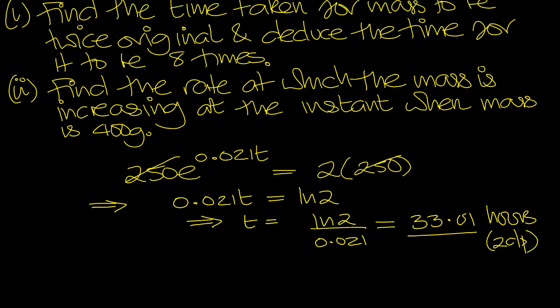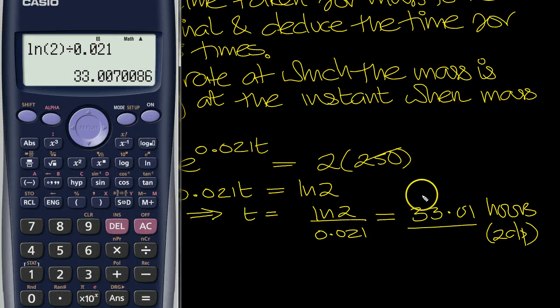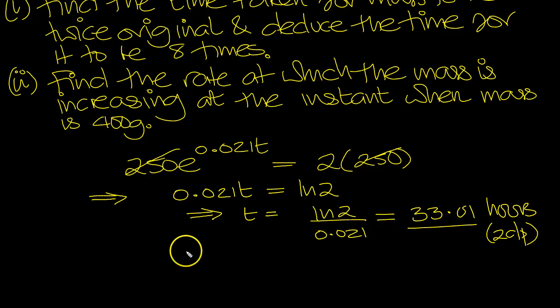Now deduce the time for it to be 8 times. We would need to double again, so it would be the same time again. Or it would be log 8 over 0.021, so it would be 3 times that. Let's just check: it would double to twice, then double to 4 times, and double to 8. So it's double, double, double, it's 3 of these. So times this by 3, 99.02.